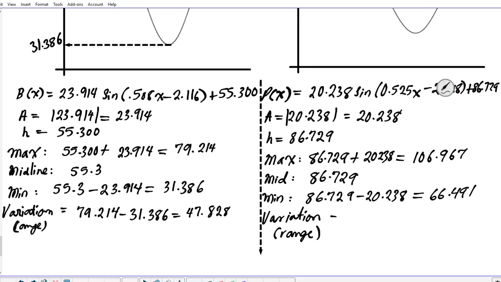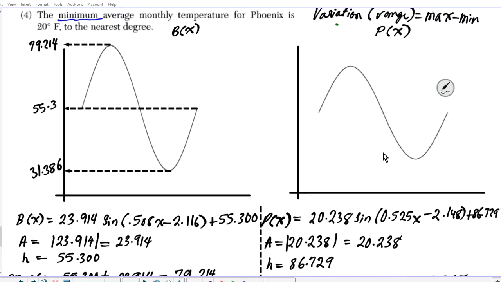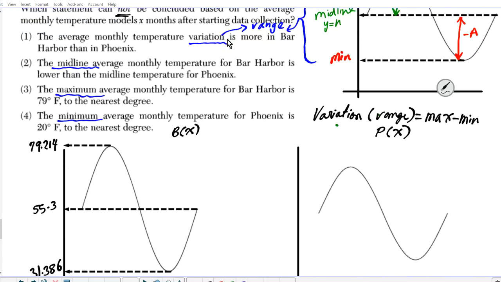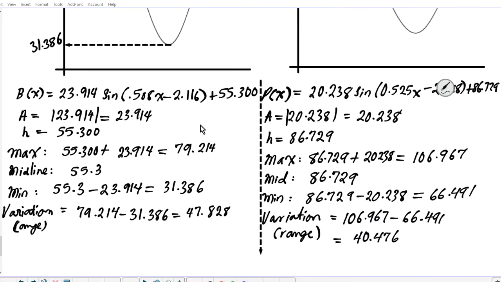For the Phoenix function, the variation is the difference between the maximum and the minimum. Okay? And in that case, if you subtract the two, you get 40.476. Alright, now we have all the information that we need. Let's go ahead and answer the question. So first one, it says the variation of b of x is more than p of x. So let's look at the variation of b of x, 47. Variation of p of x is 40.